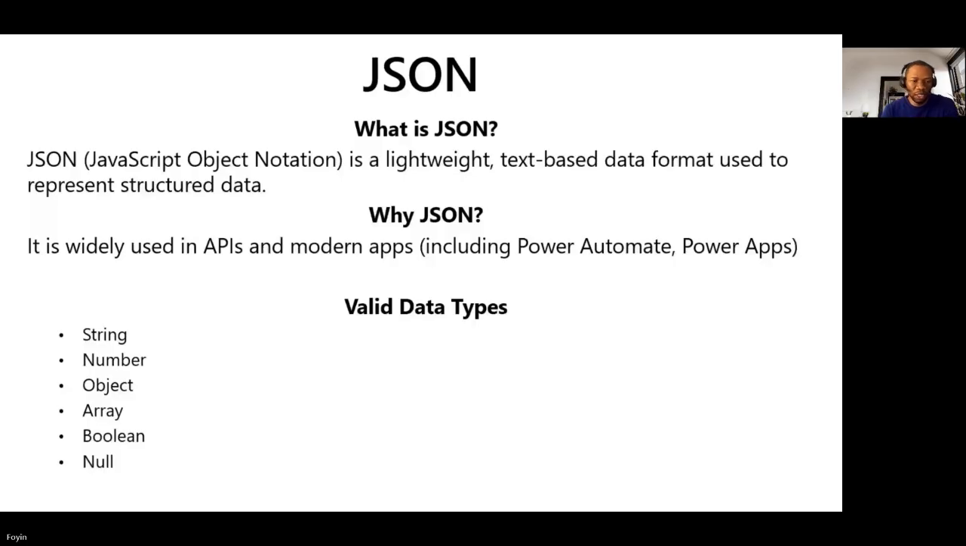So what are the valid data types? We have string. String is just text, like your name, your address, and all of that. Number could be in the form of your age, it could be a whole number, or numbers with decimals and all of that.